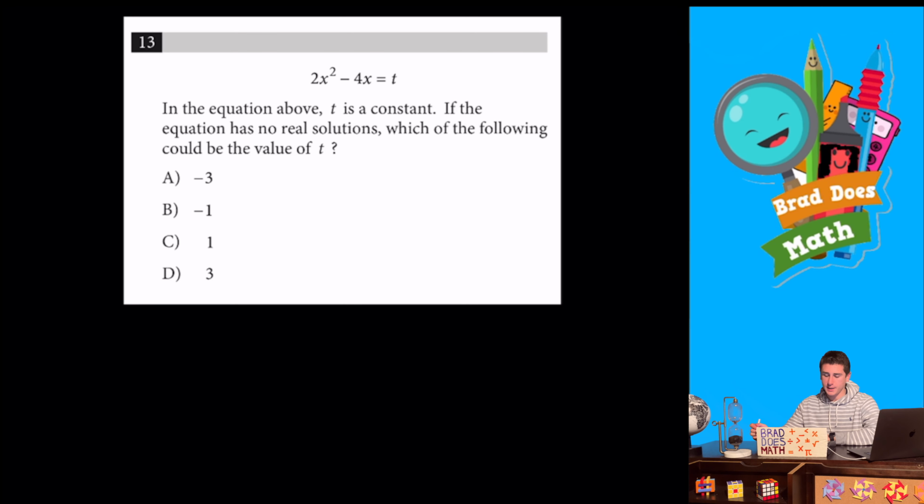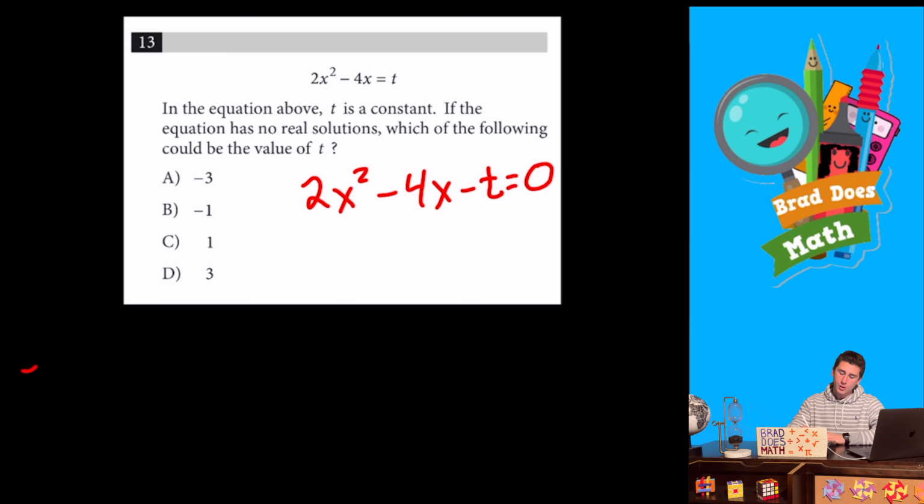Now, number 13. In the equation above, t is a constant. If the equation has no real solutions, which of the following could be the value of t? When you have quadratics, it is very important to get everything to one side. So I just subtracted t on both sides. No real solutions. There are 2 ways to think about this.